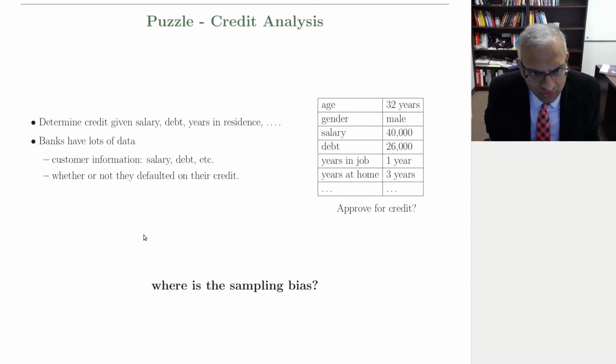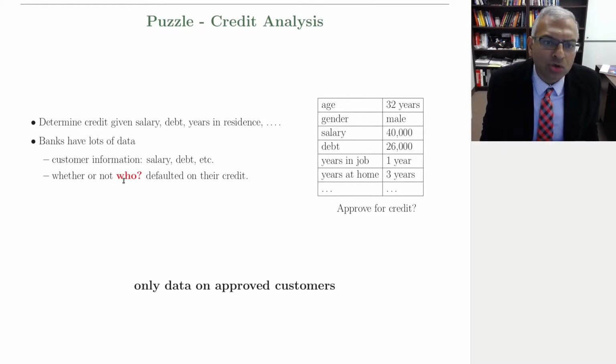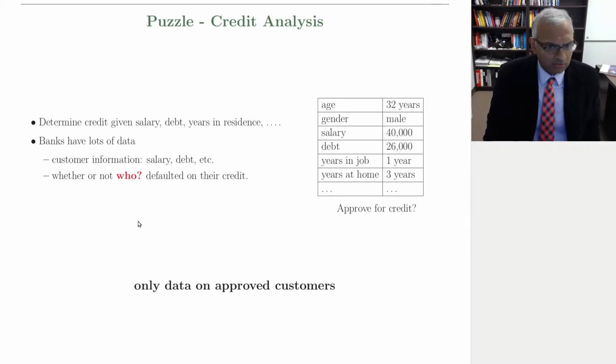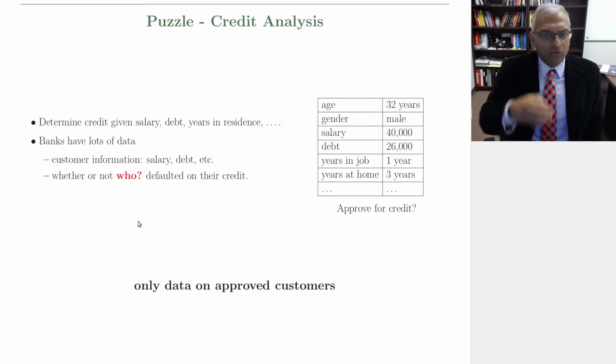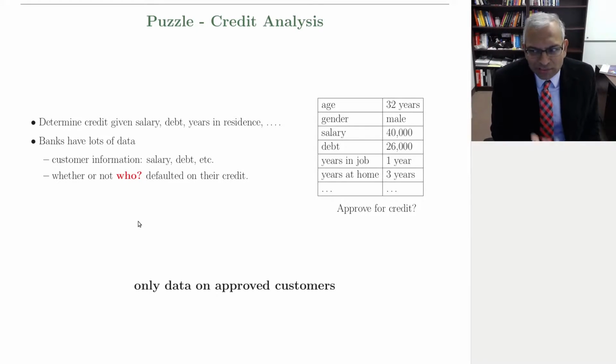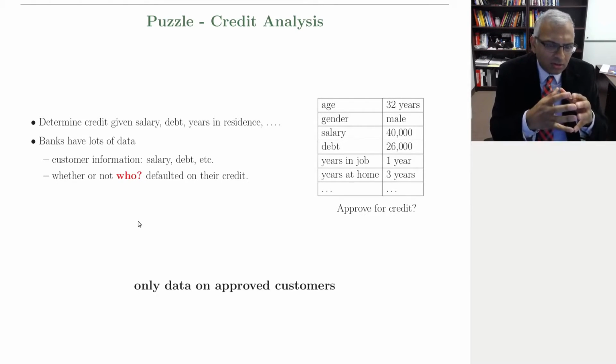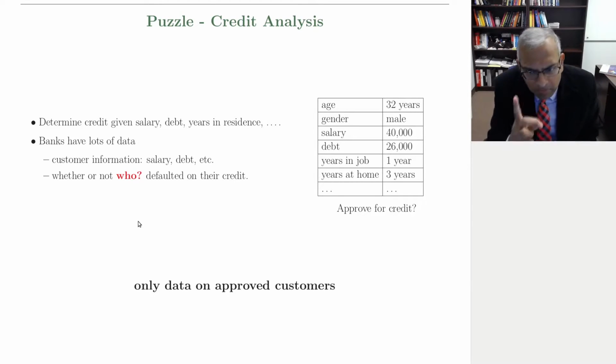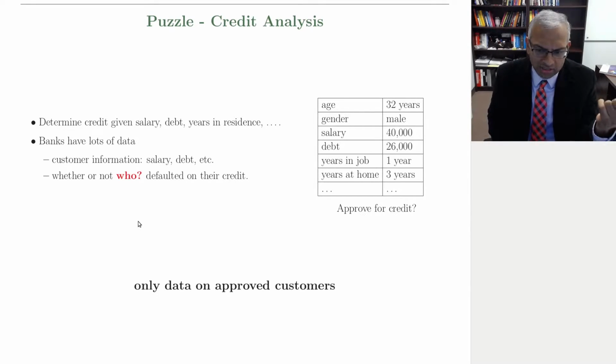If you're coming back just for the ride, the sampling bias is in who defaulted on their credit. And you can only default on your credit if you were given credit. So they actually have only got data on customers who were approved for credit, and then you can see, did you or did you not default? Sampling bias, just like filtering into the PhD program, filtering the monkeys from all the animals, and so on and so forth.